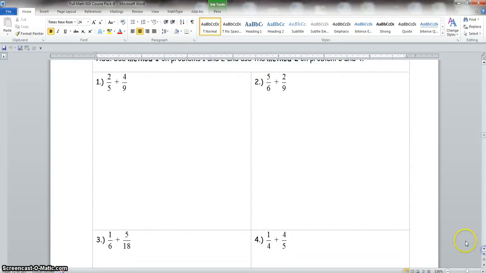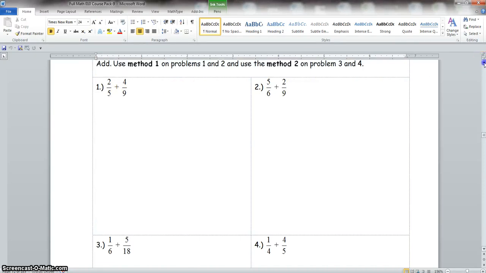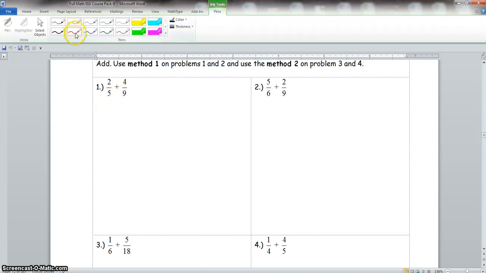Okay, now, the first thing we have to do here is find a common denominator. Now, to find a common denominator, because remember, when you add or subtract fractions, they must have the same denominator in order for you to be able to combine them. So as we see here, we have 5 and 9 as our denominator.